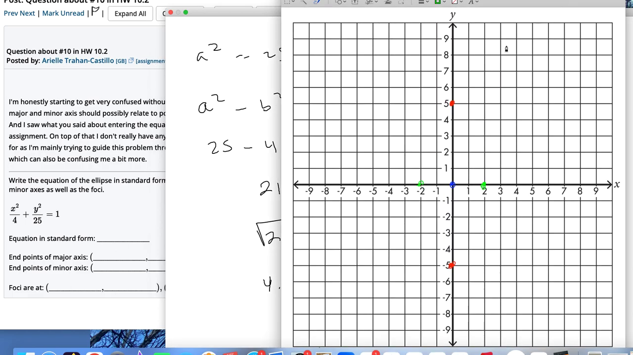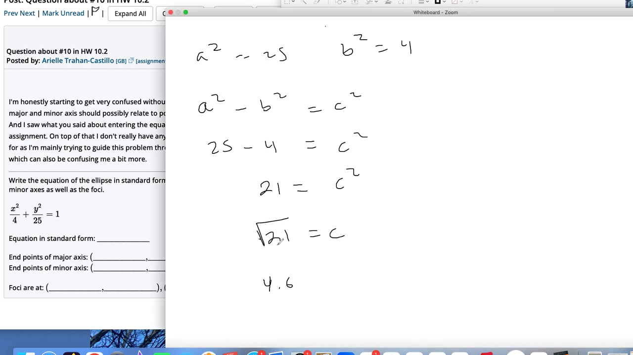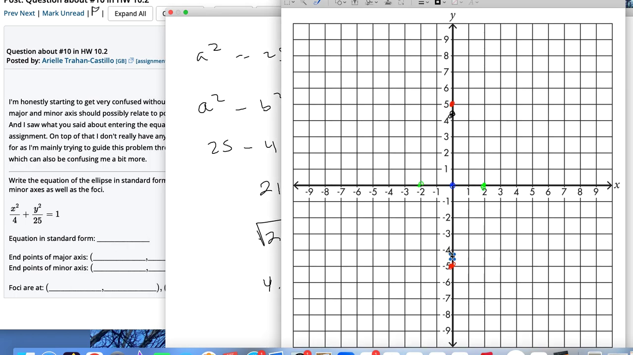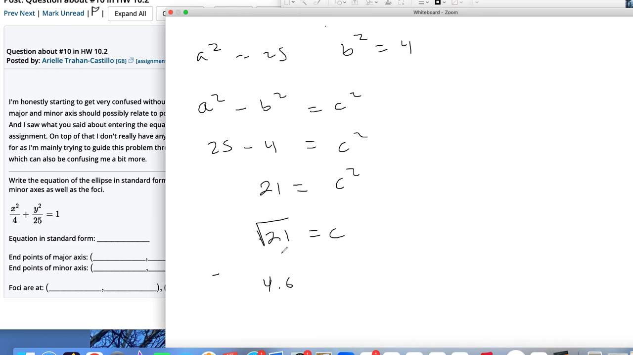So if we're looking at the graph, 4.6 would be about here and about here, because the foci are going to be along the major axis. So for this point, you would say when x is 0, the y on that is square root 21, and when x is 0, the other one would be negative square root 21.